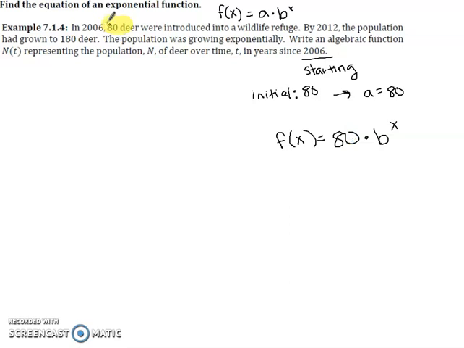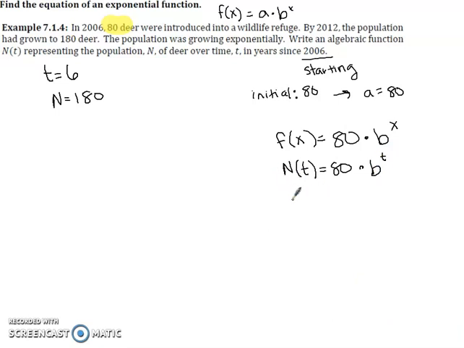So from 2006 with 80 deer, we went to 2012, so 6 years later, and we have 180 deer. So my t is my time in years since 2006. So t here is going to be 6, and the number of deer n is 180. So I'm going to go ahead and change my variables now to the appropriate variables for my equation. The number of deer after t years is 80 times b to the power of t, which is time.